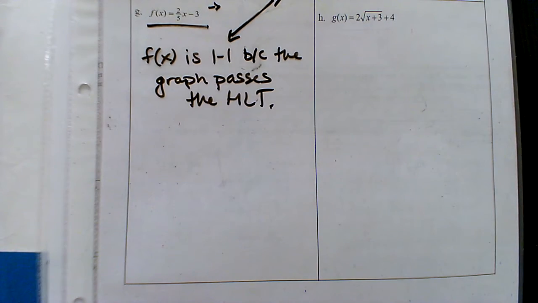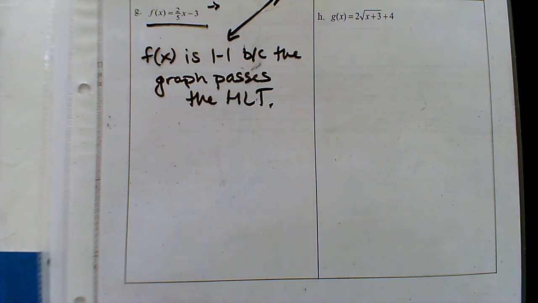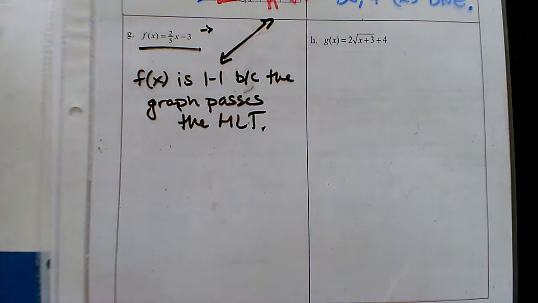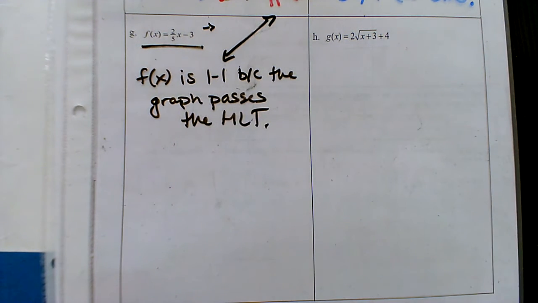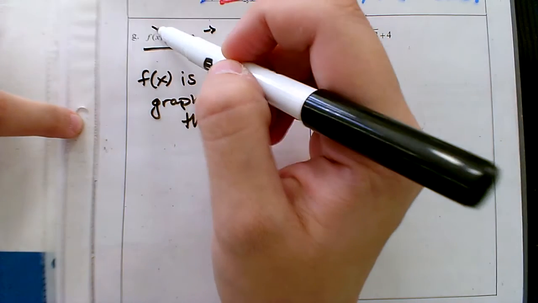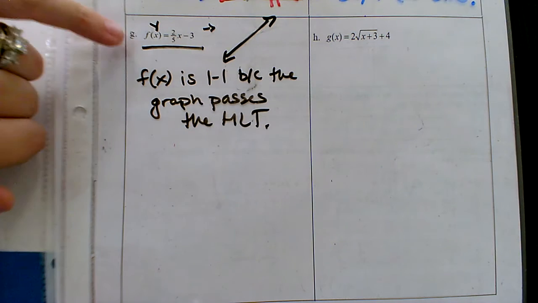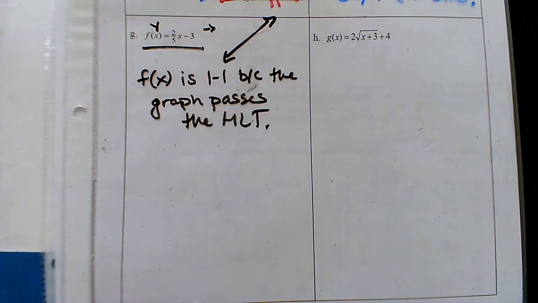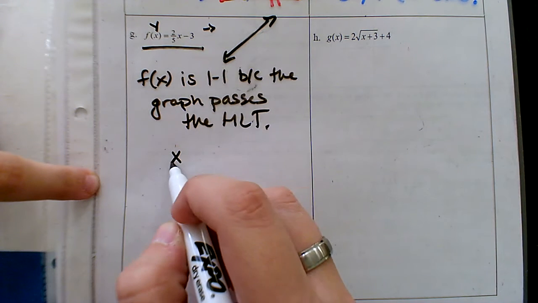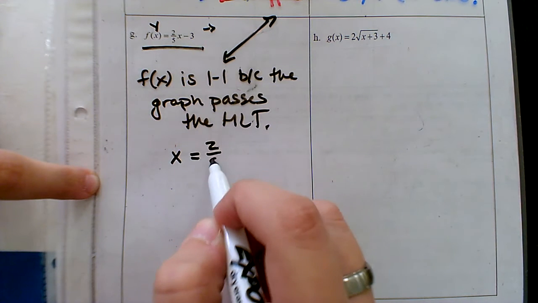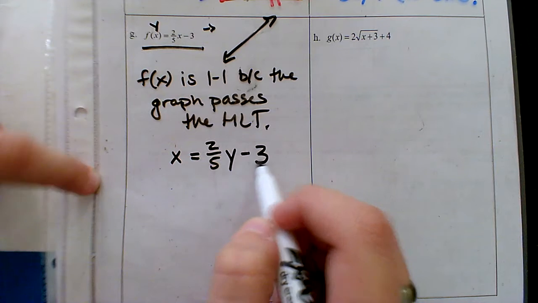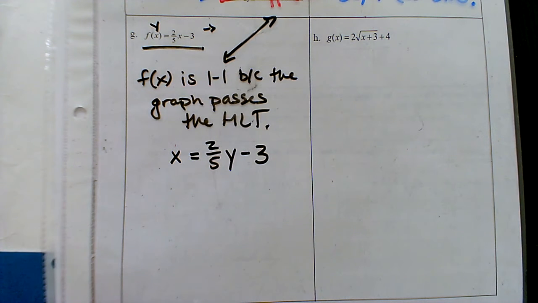All right, so that means we should be able to find an inverse, and we're actually going to do that. We're actually going to switch the x's and y's and see what happens. But since we're given an equation, it's not like we have ordered pairs or points to switch. We actually have variables to switch in this case. And f of x we know is the same thing as y. So if you were to take this equation and switch the x and y variables, it would now look like x equals 2/5 y minus 3.